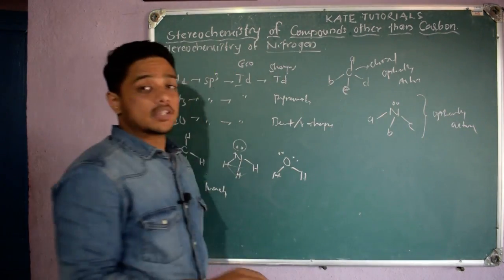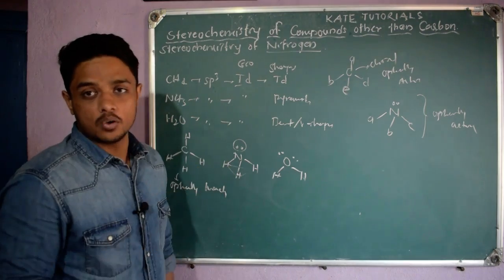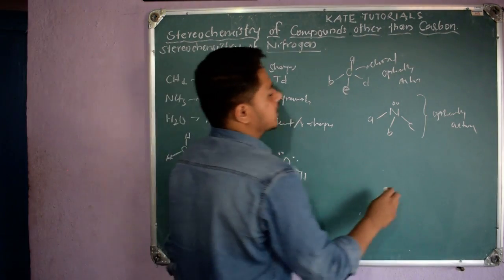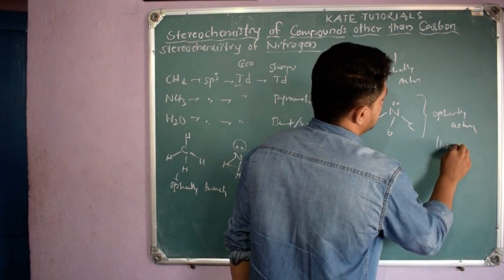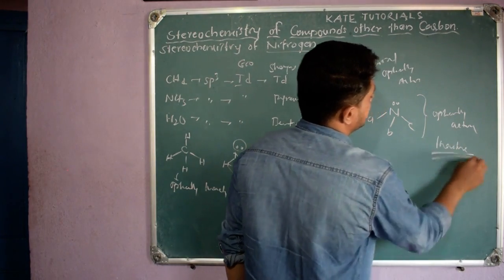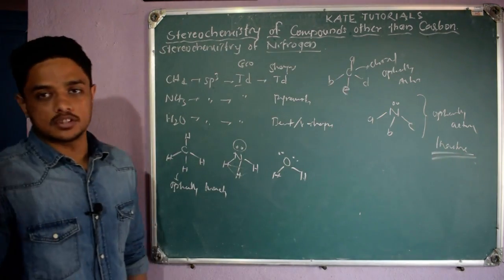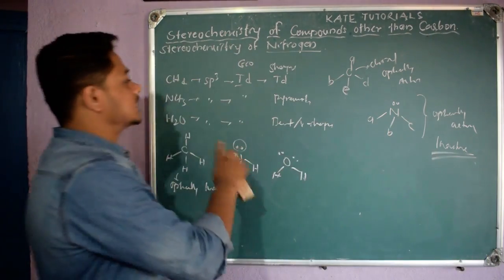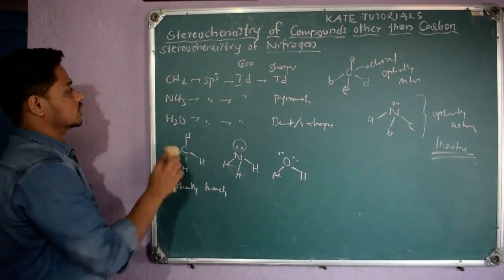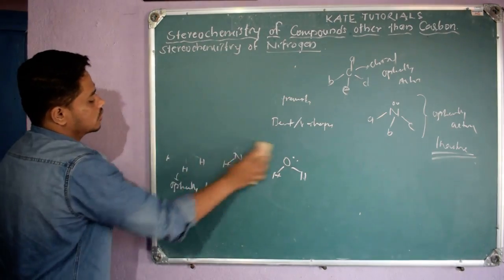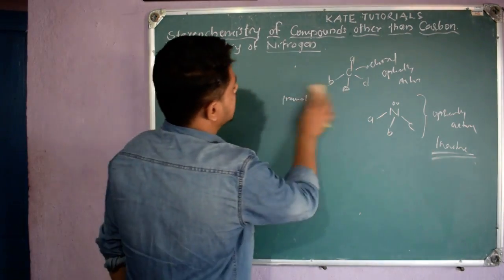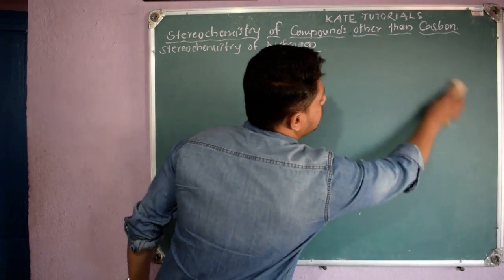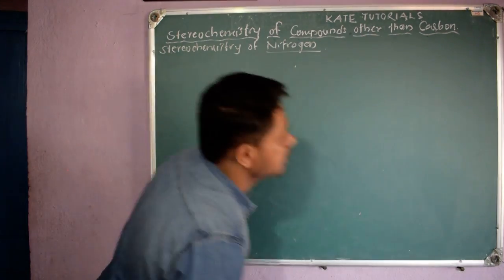But with some molecules it is optically active, and with some molecules it is optically inactive. You will ask why it is so, sir, right? So I will explain the reason. This is nothing but the stereochemistry of nitrogen. We will see why it is optically active and why it is not optically active. That is what we are going to see in this video.